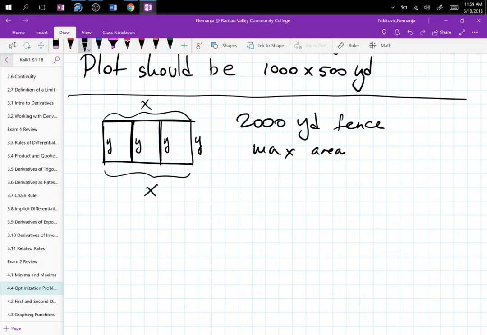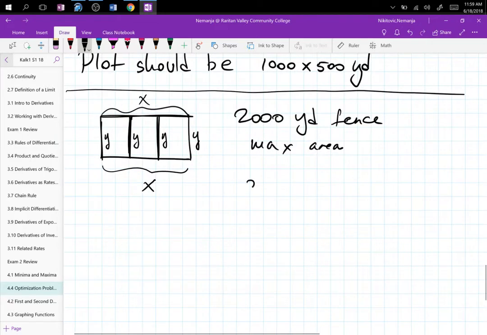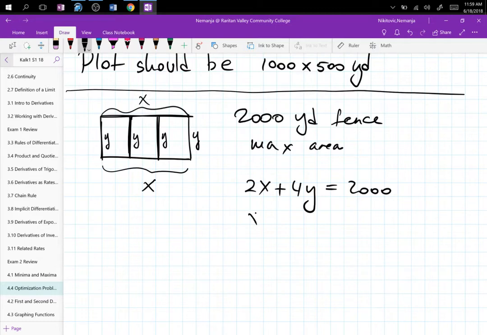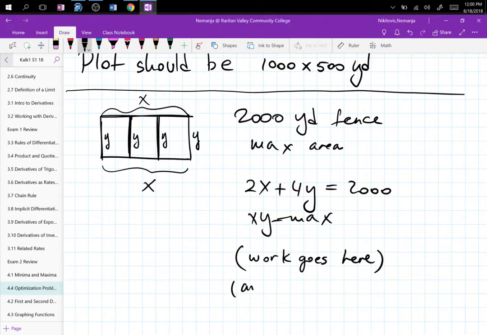All right, good. So it's just the same. We have 2 x's, just count, and then 4 y's, and that has to account for the 2,000 of fence, and then you still need xy to be a max, because you want the maximum area. And then work goes here, and answer goes here.